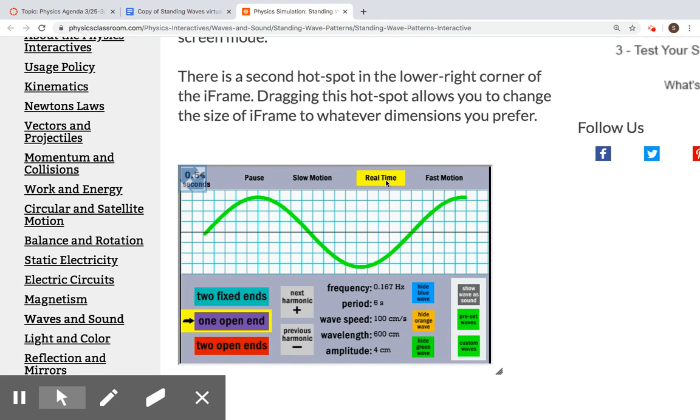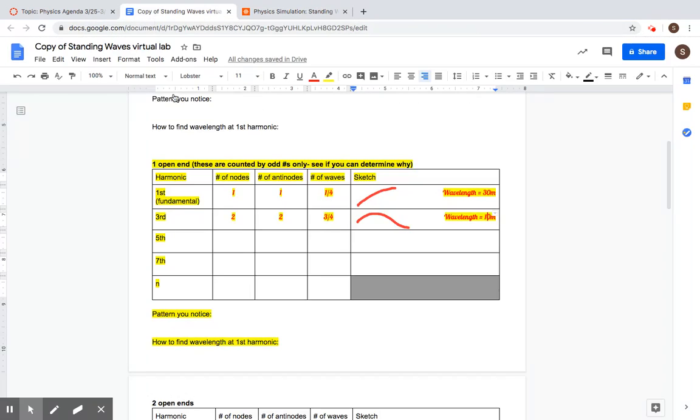All right, let me play this. We've got 1, 2, 3 nodes. Hopefully you got 3 nodes for your prediction. And if we have 3 nodes for our 5th harmonic, we should also have 1, 2, 3 antinodes. So here's your pattern. It increases by 1 each time.